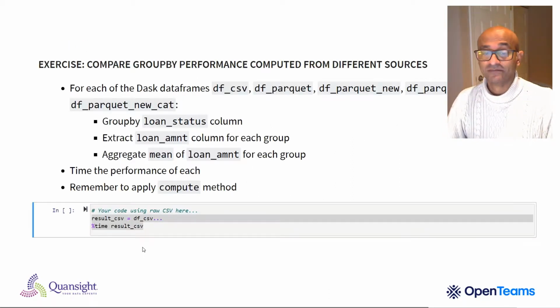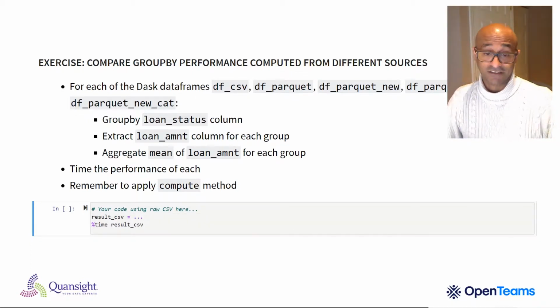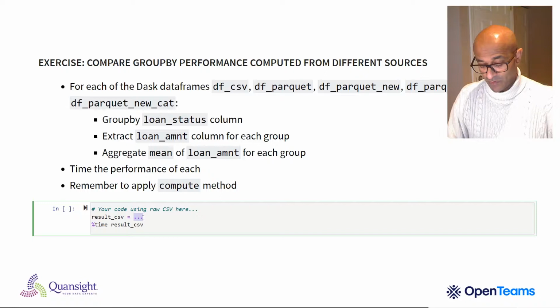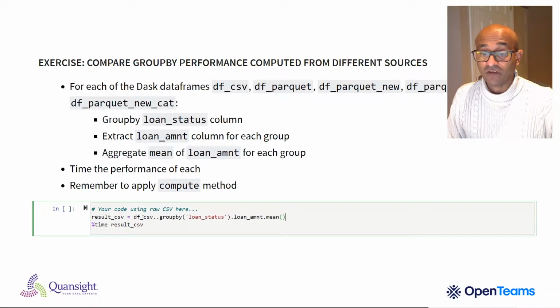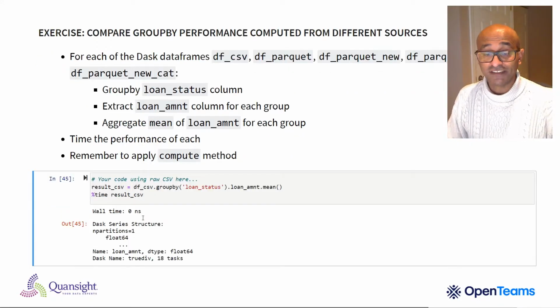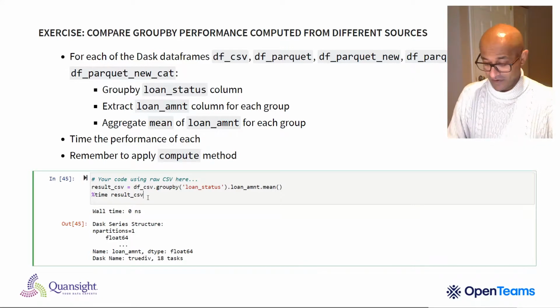As one last step, let's do a slightly more complicated computation. As a last exercise, let's do a group by. We'll start with df_csv and do a group by on the loan status column. We'll extract the loan amount column from each one of the groups, and then compute the mean. If I do this, of course, it will return instantly because I haven't called the compute method.